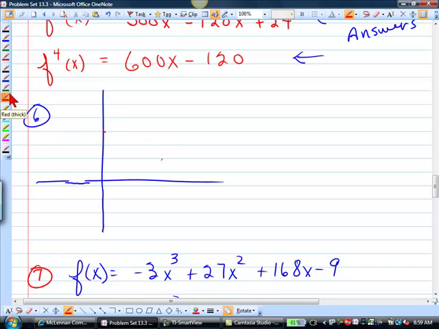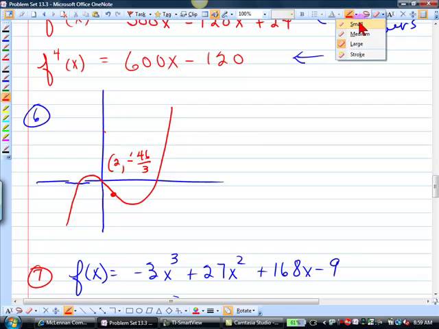Okay. So it does something like that. And it has a point there, and that's at 2, negative 46 thirds. Okay, there we go. All right, so the question says, find the intervals where this function is concave up or concave down. Find any inflection points. You're not having to do any calculus on this one. You're just examining to get a feel for what we're looking at.